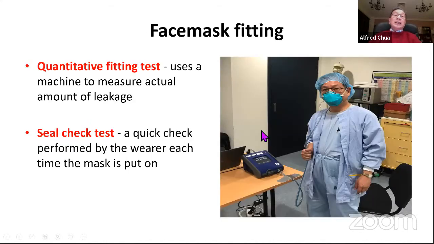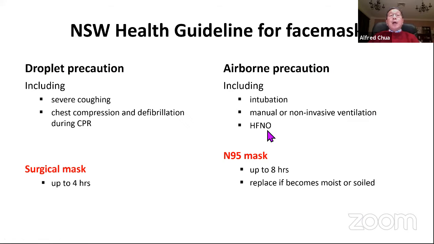Next slide. If you look at the New South Wales Health guideline for face masks, they separate droplet precaution on the left-hand side and airborne precaution on the right-hand side. The droplet precaution includes severe coughing and chest compression and defibrillation during CPR. For that, they recommend surgical masks, and you can wear them up to about 4 hours. For airborne precaution, which includes intubation, high flow nasal oxygen, and manual or non-invasive ventilation, you should use N95 masks. You can wear them up to about 8 hours, and you should replace them when soiled or moist.